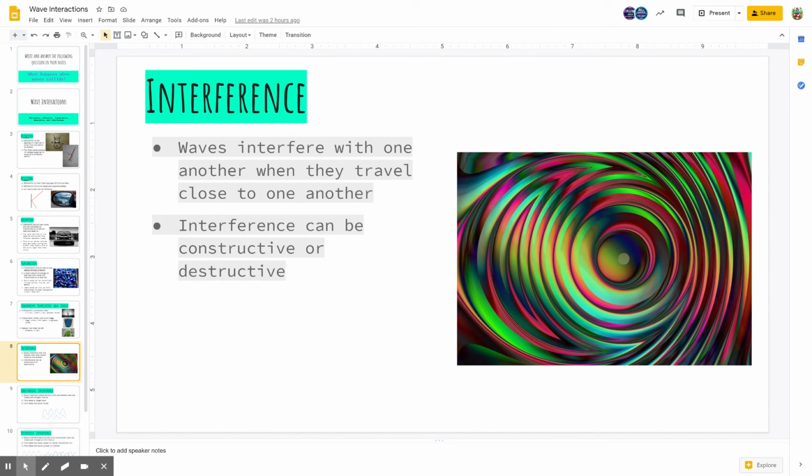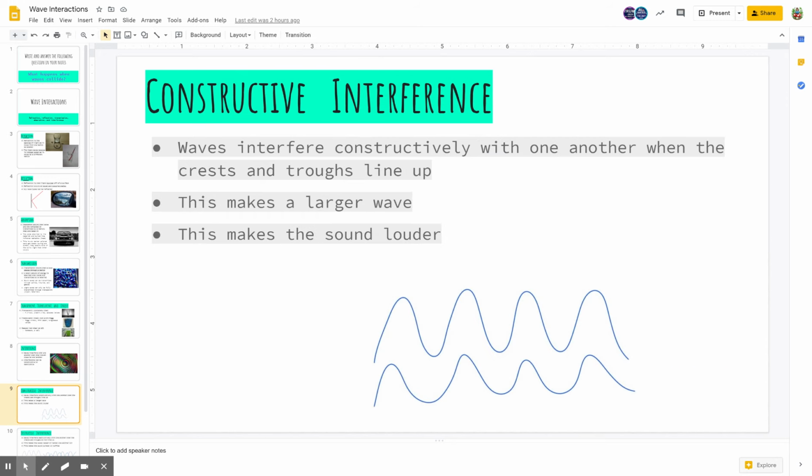Now, when we look at constructive interference, the waves line up with each other. So if we look at our diagram right here, if we're using this as our example, that trough lines up with another trough and the crest lines up with another crest. So they would stack neatly on top of each other if I was going to try and stack them together. Okay, that's what constructive interference would look like.